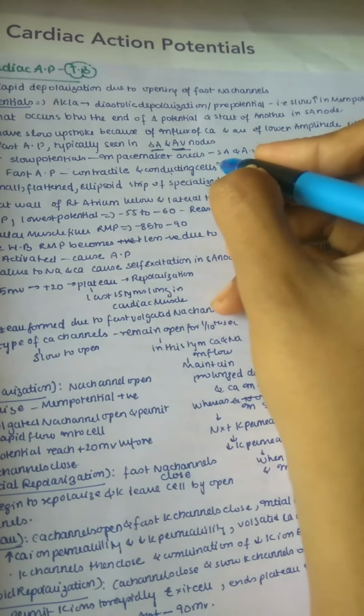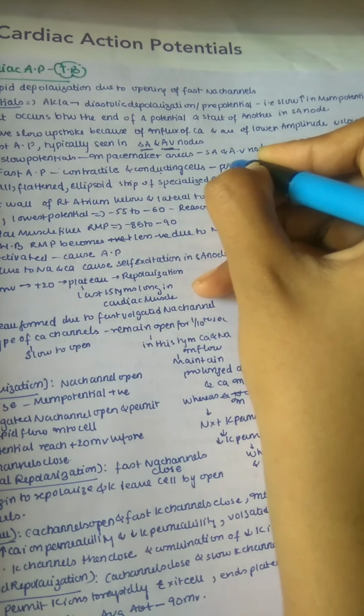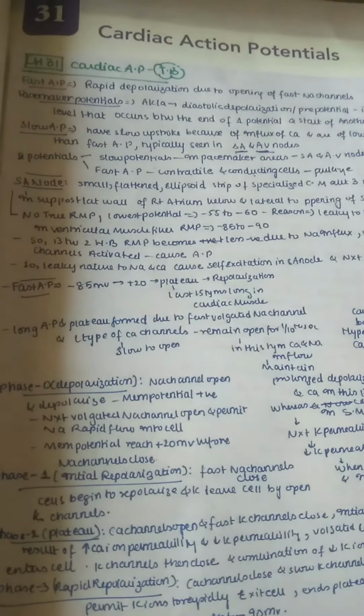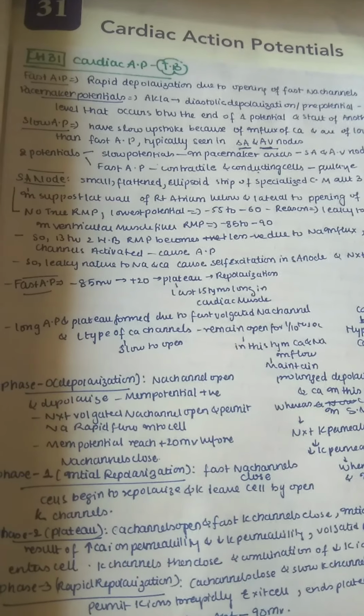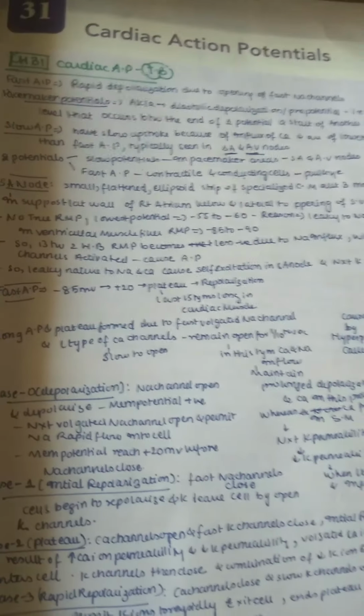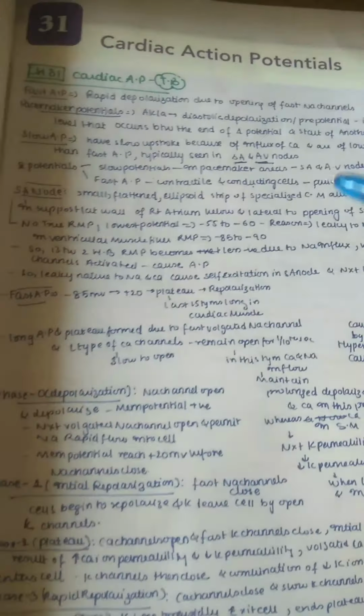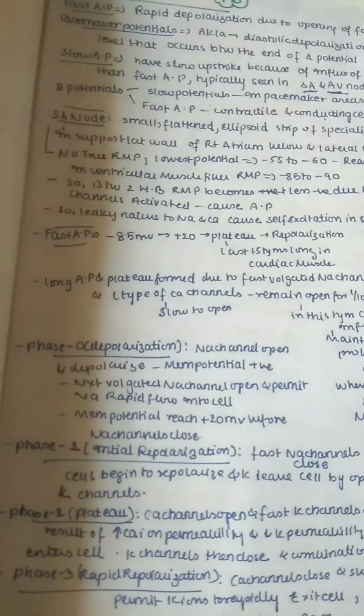So what are those contractile and conducting cells? Nothing but our Purkinje fibers in our ventricles, right? So they have fast action potential because of sodium dependent depolarization, and in the SA node and AV node we have slow potentials because of calcium dependent depolarization. So now let us move on to the SA node.